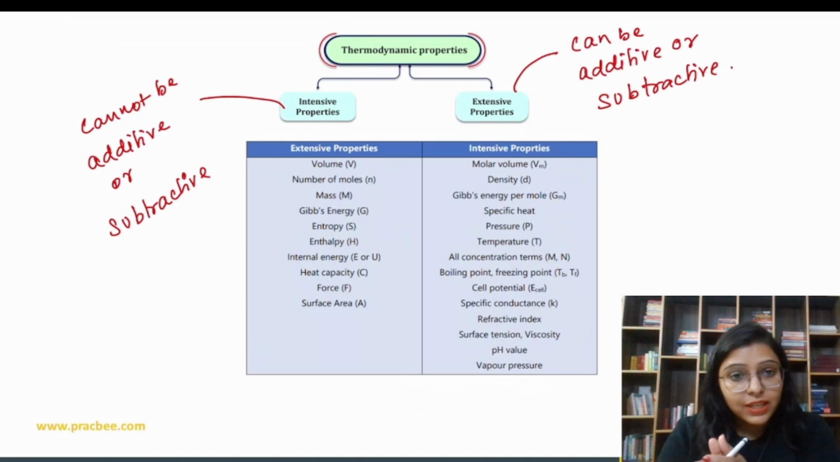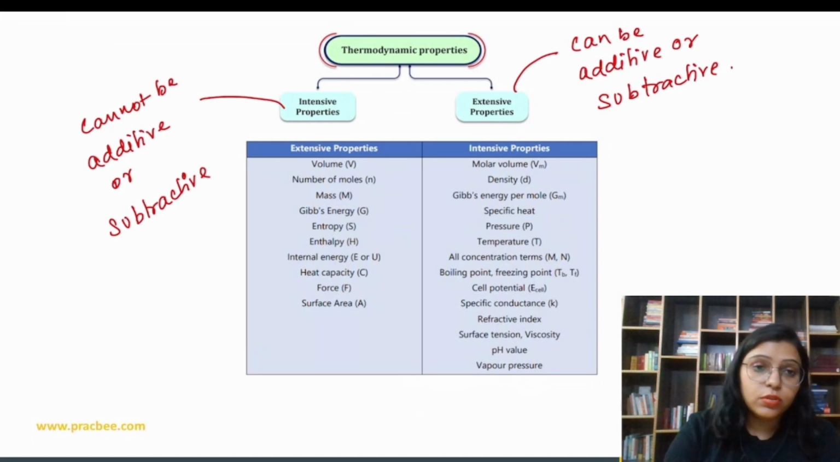While the properties which are dependent on the number of moles or the amount of substance are extensive properties. That volume.